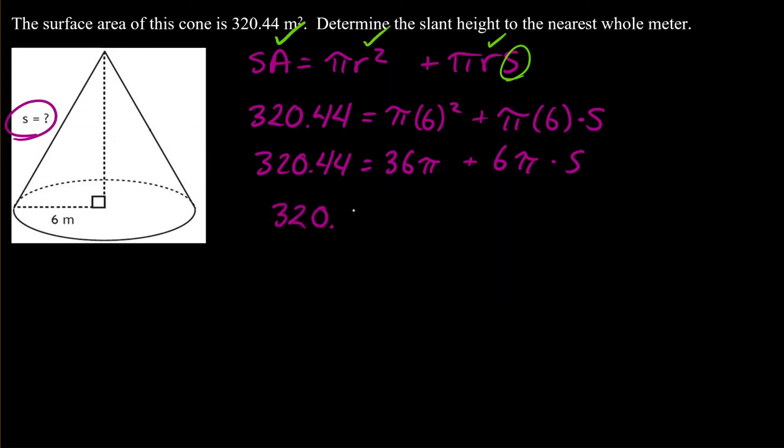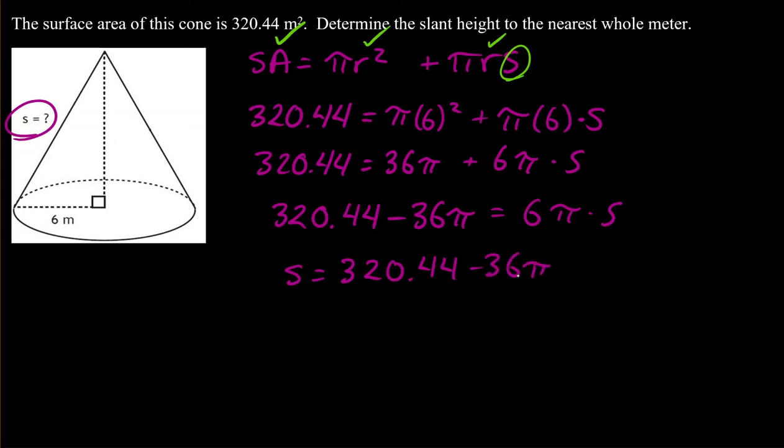So 320.44 minus 36 pi. And then once we've subtracted 36 pi, we can divide by 6 pi. So s is going to be 320.44 minus 36 pi divided by 6 pi. Because pi is an irrational number, we'd get a bunch of huge decimals, so we're going to leave pi there for now. It was way easier to rearrange. Trust me on that one.